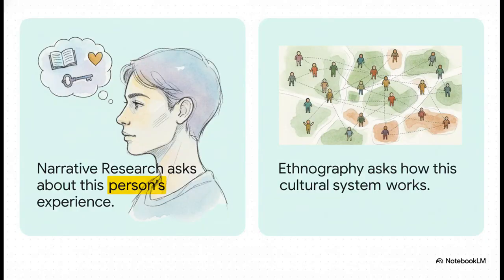You know, it really all boils down to the question you're asking. Narrative research is super personal. It's asking, what is the meaning of this one person's experience? But ethnography, that's all about the big picture, the system. It's asking, how does this whole cultural system work? So one is all about the I, and the other is all about the we.